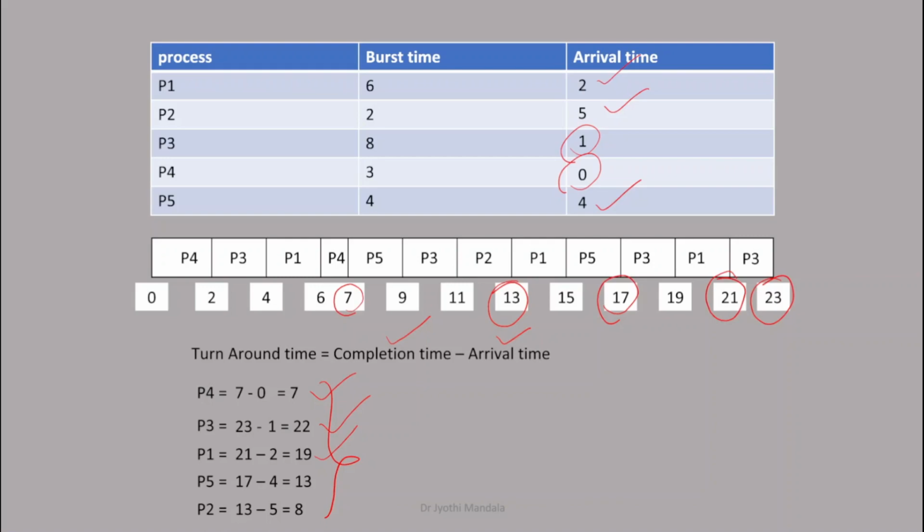The input you will be provided is the number of processes, the burst time, the arrival time, and you will be provided with the time quantum. Then you will be asked to calculate the waiting time and the turnaround time. So this is how the algorithm works.